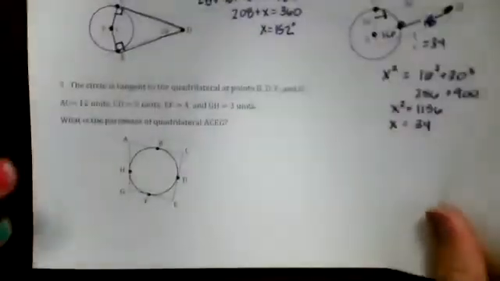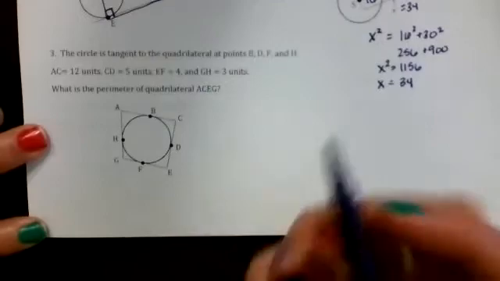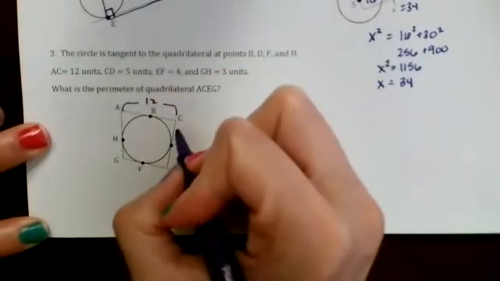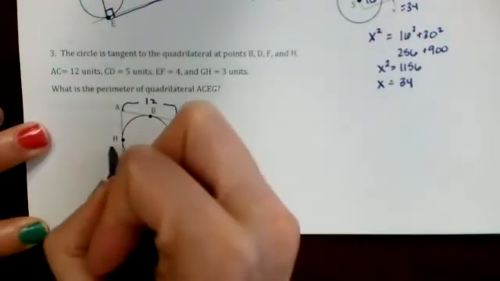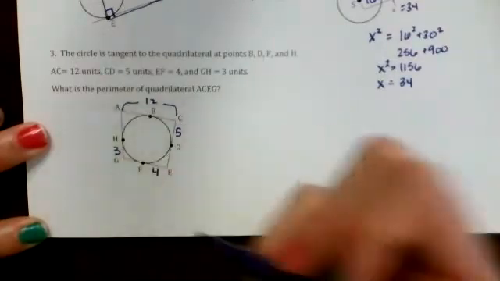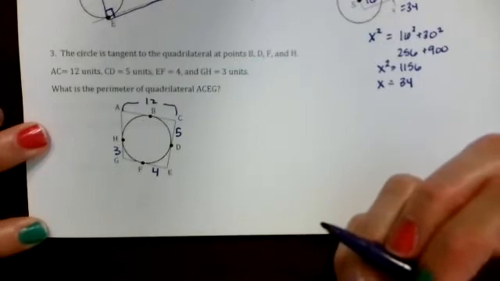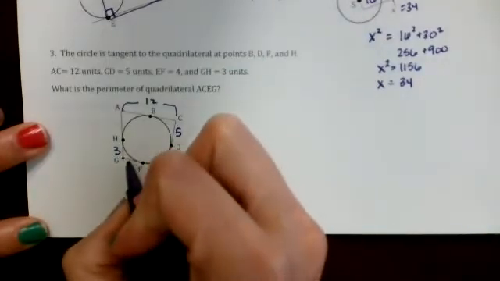All right, number 13, we've got a bunch of tangents. All of these segments are tangents. AC is 12, so from here to here is 12. CD is 5, EF is 4, GH is 3. What is the perimeter all the way around this quadrilateral? So we need to use what we know about tangents. If tangents start at the same point, they're congruent.